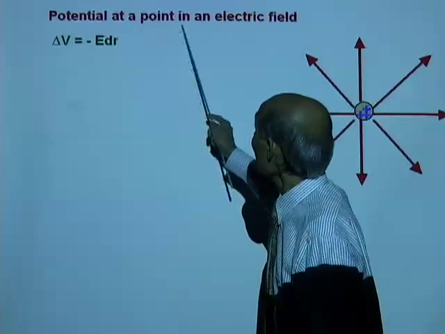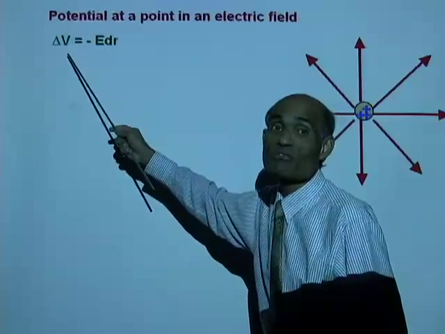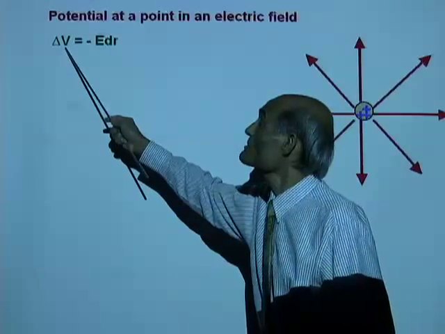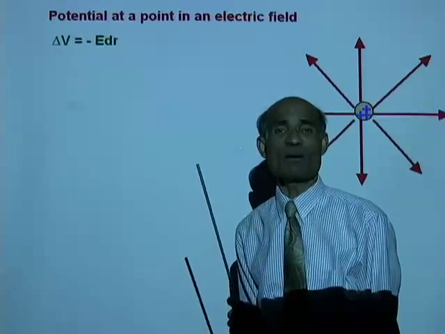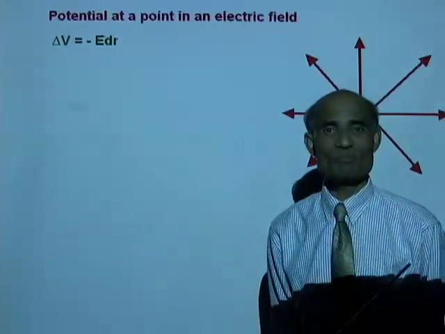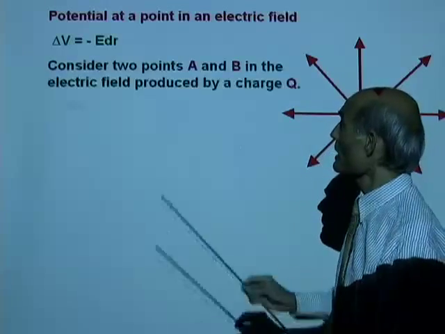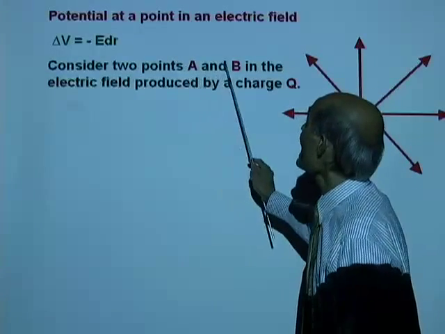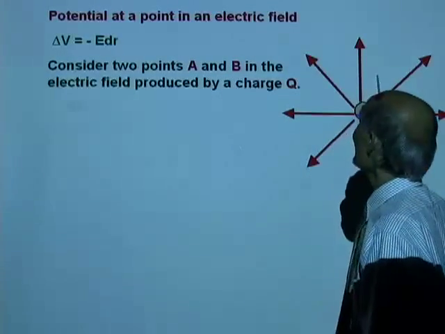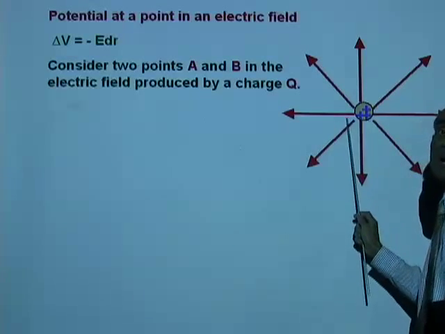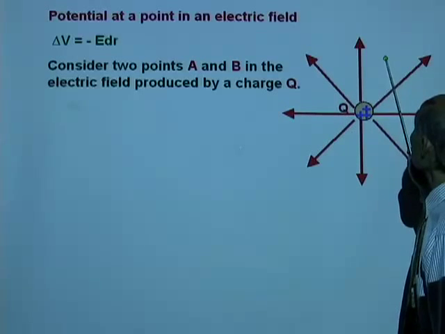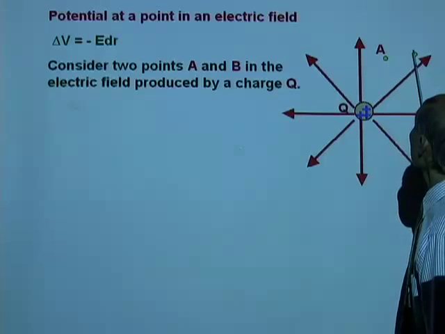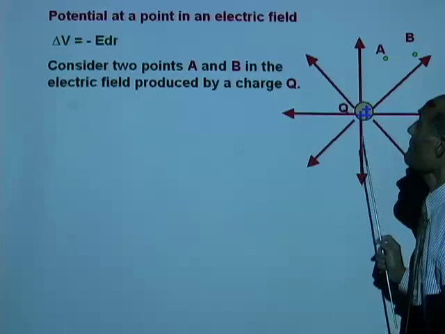Now, potential at a point in an electric field, we know delta V equal to negative E dr. That's what we obtained some time ago. Now consider 2 points A and B in the electric field produced by this charge Q. Now, that's the charge Q. This is point A and this is point B.